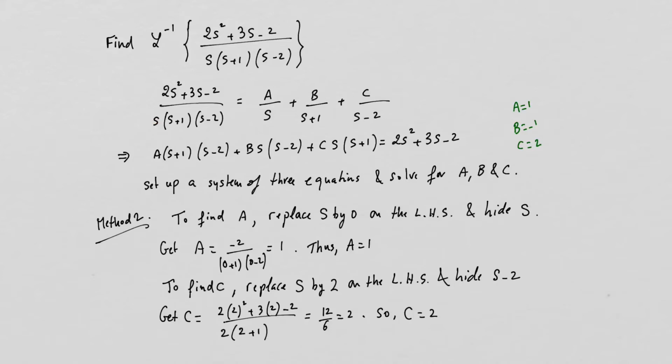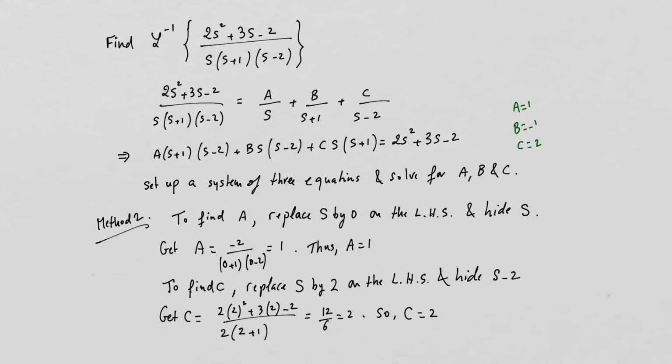Because if you don't, you're going to get 0 at the bottom anyway, and that's a problem. So to get A, you replace S by 0 but by hiding this factor. To find A, replace S by 0 on the left-hand side and hide S. So what do I get? I get -2 over (0 plus 1) times (0 minus 2). Here you go. Done. A equals 1.